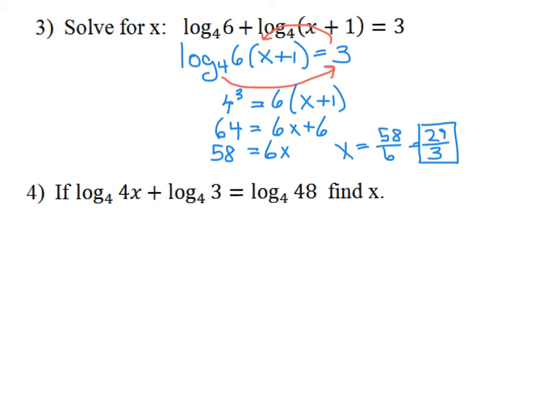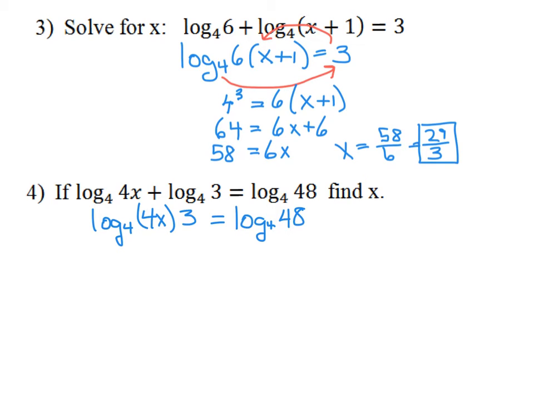Let's move ahead to example number 4 on the next page. In this case, I see again that I have a sum between two logs, so I'm going to rewrite this as log to the base 4 of 4x multiplied by 3. This one is a little bit different because on the right side of my equation I also have log to the base 4 of 48. On the left side I've condensed. On the right side I've only got one log.